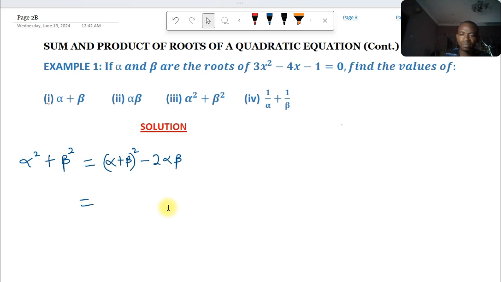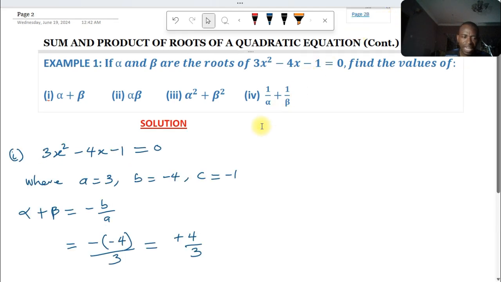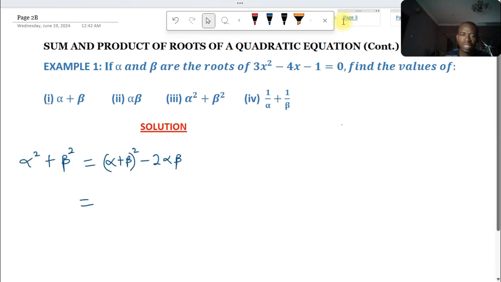So we have the sum, like I said, and we have the product. So let's go back and check what answer we got for alpha plus beta the other time. Okay, if I check back, alpha plus beta gave me 4/3. So I will come back to that place. In this bracket I have alpha plus beta, and previously I got alpha plus beta to be 4/3.